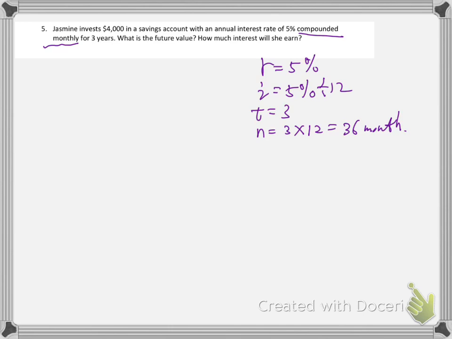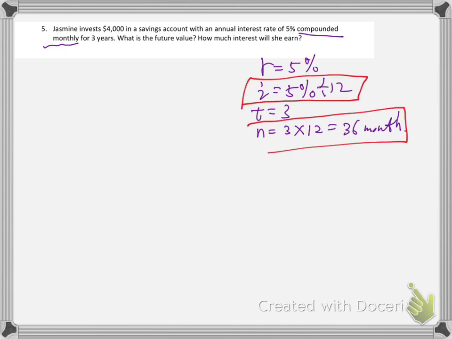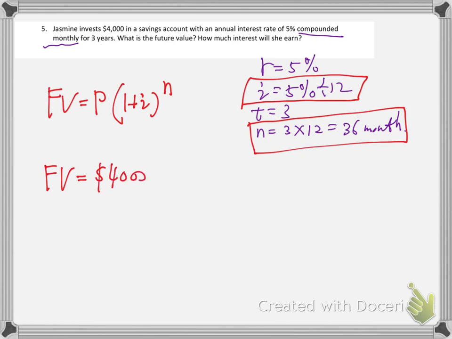We have to calculate the I based on the months and then the N based on the months, before we look at the formula. So now what's the future value formula? Future value is the principal times 1 plus I to the nth power. So this is $4,000, same principal, and then 1 plus 5% divided by 12, that is I, and then 36 months.